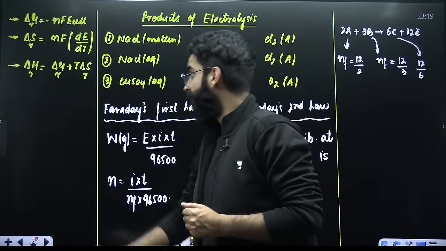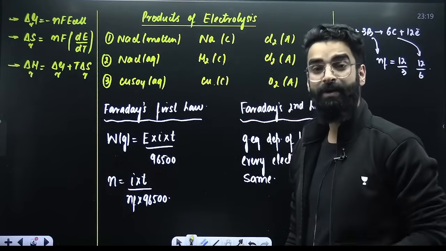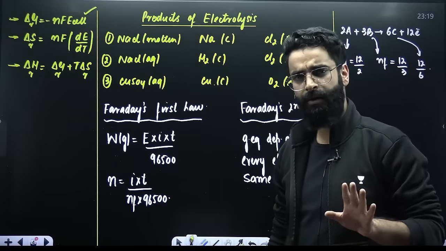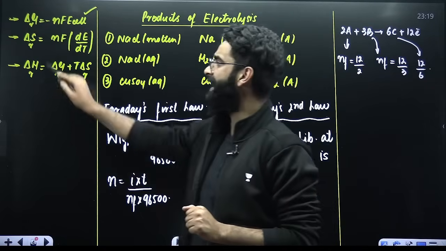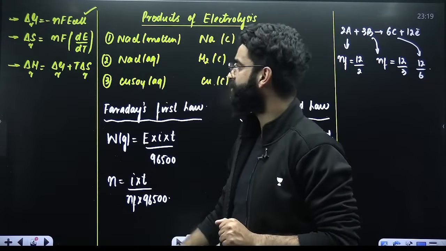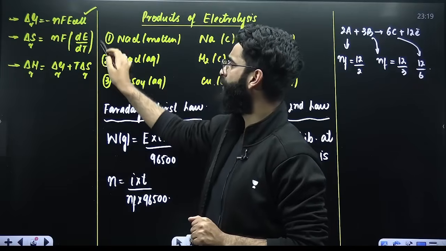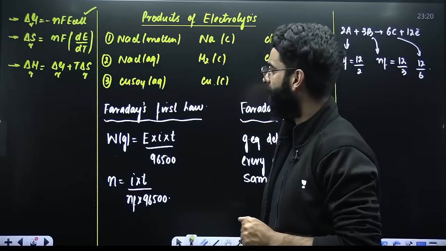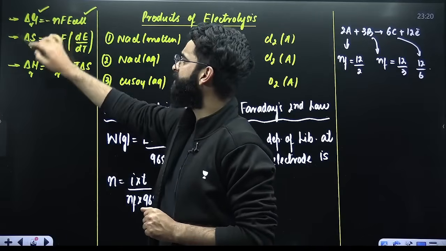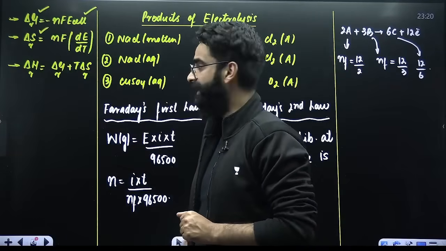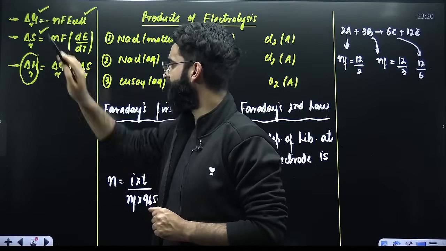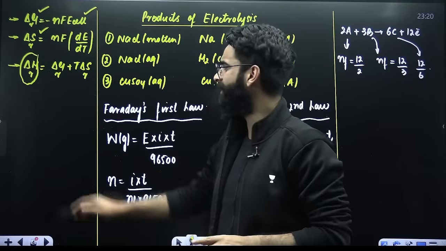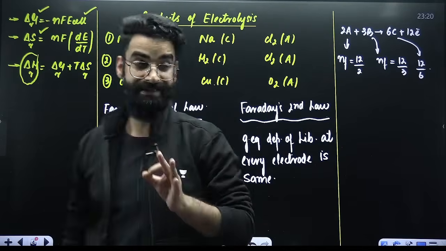If I move ahead and talk about a few more things, that is thermodynamics of the cell. How do we calculate delta G for the cell? Minus nF E cell. Do you know it, right? How do we calculate delta S? Entropy change for the cell reaction is equal to nF dE upon dT, where dE upon dT is called the temperature coefficient of the cell, right? And if you got delta G for the cell and delta S for the cell, you can calculate delta H as well. You know delta G is equal to delta H minus T delta S. From that particular relation, you can calculate delta H for the cell as well.